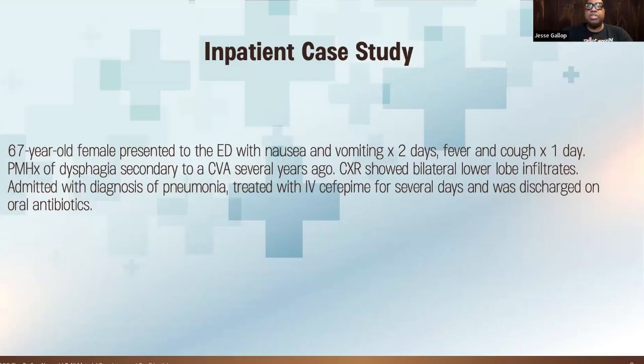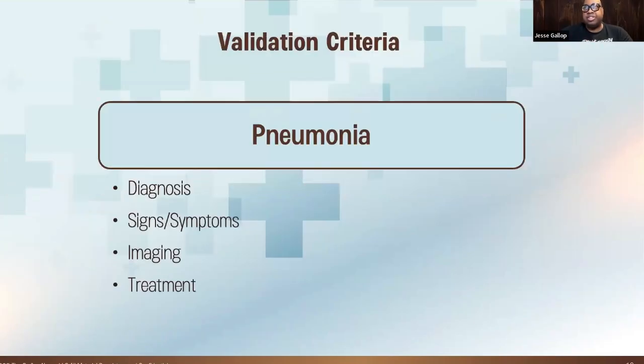So this is where your coding knowledge is going to come in, because if you don't know how to code a dysphagia secondary to a CVA, you're going to really miss the meat and potatoes of this scenario. So that will be considered a sequela. And if you know coding, you know how to code a sequela secondary to a CVA. So what we are going to look into next is the validation criteria.